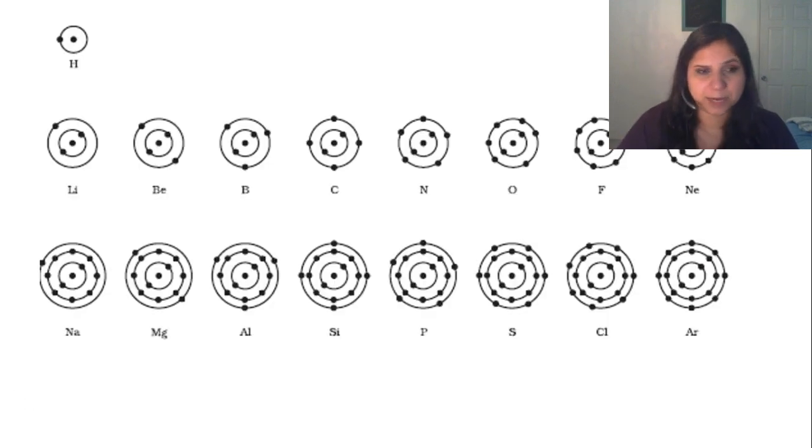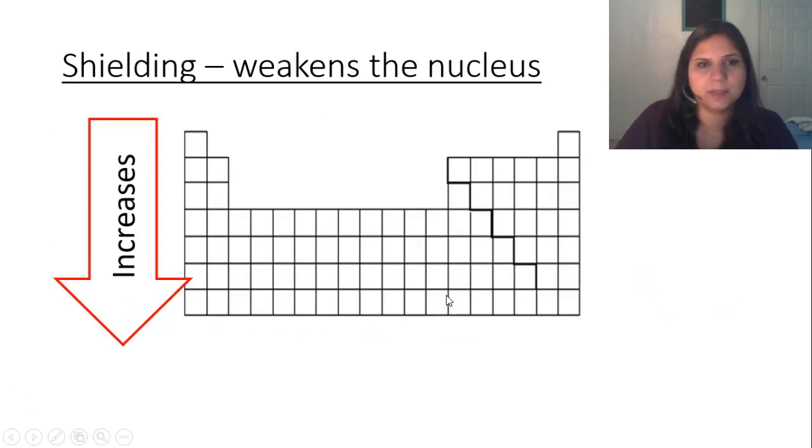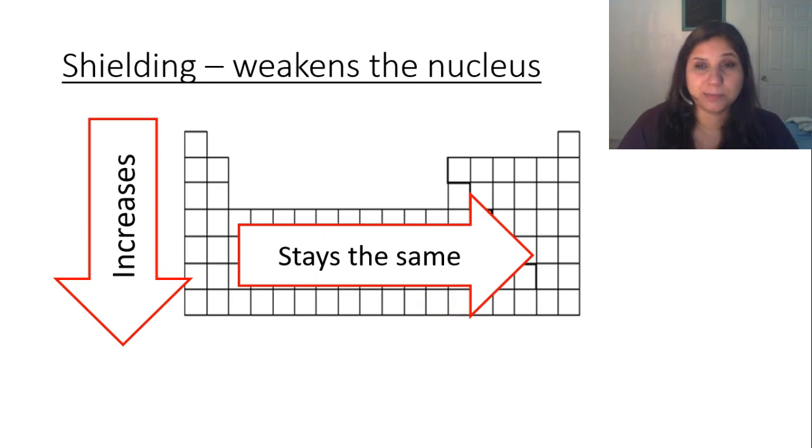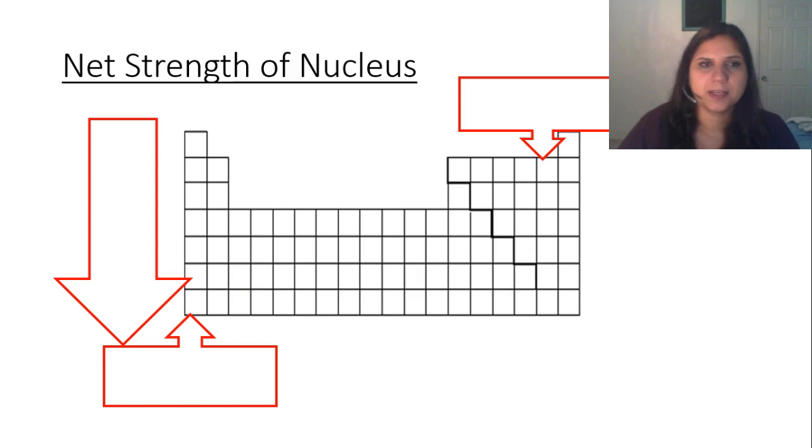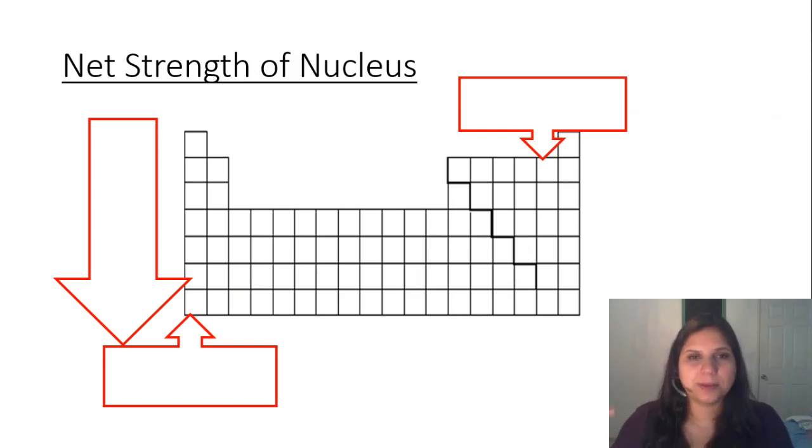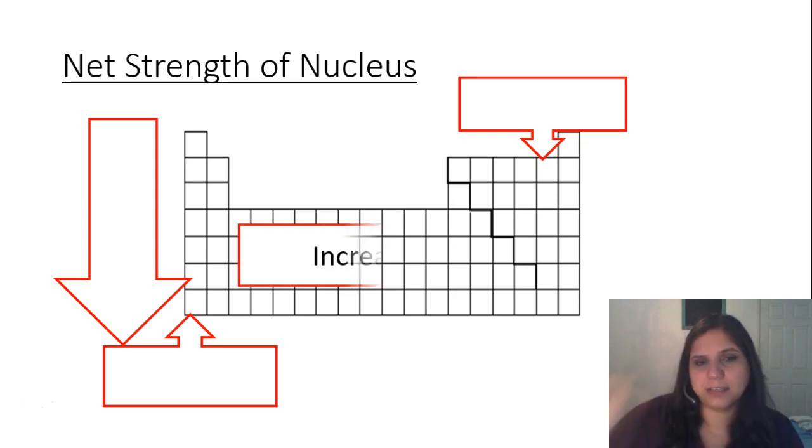Then from left to right across a period, you can see the number of shells is constant as you go across. So they're not changing. The number of shells stays the same, so the shielding stays the same. Okay, so combining those two, shielding and nuclear charge, the net effect is this.